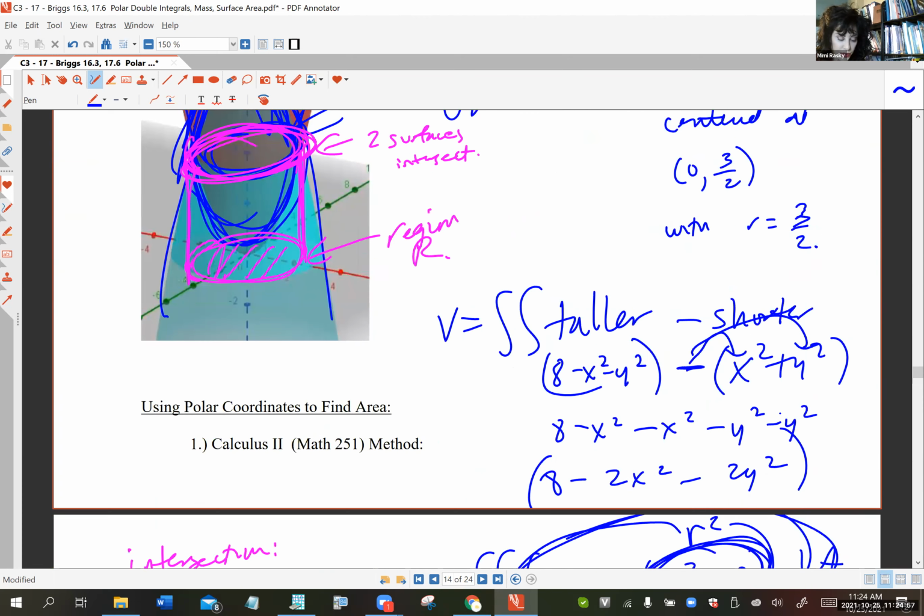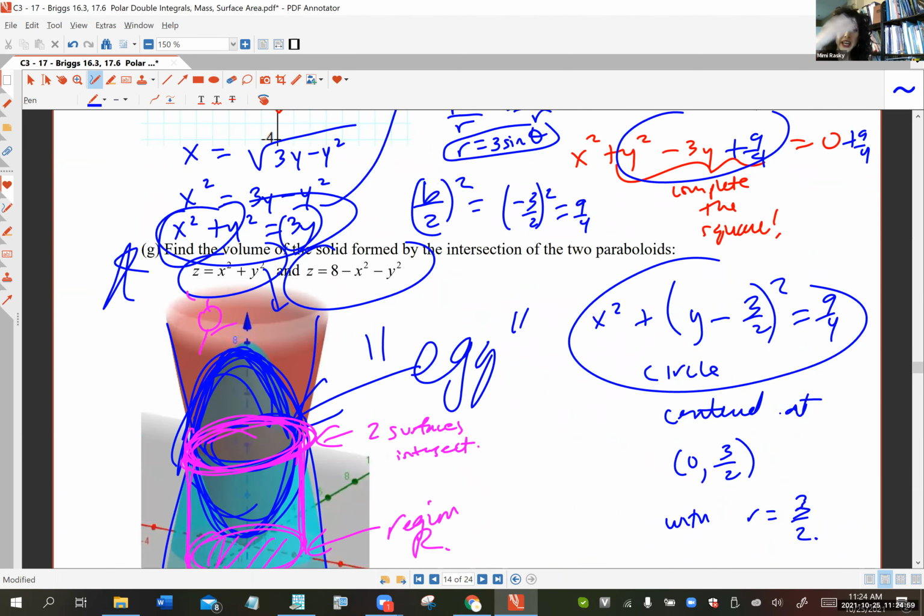So that example was a little bit different flavor because you had a capping surface as well as an underbelly surface. And just like the analog in Calc 1 is when you were doing the area between curves, you were supposed to do the taller curve minus the shorter curve. This is the analog to that. The taller surface minus the shorter surface.